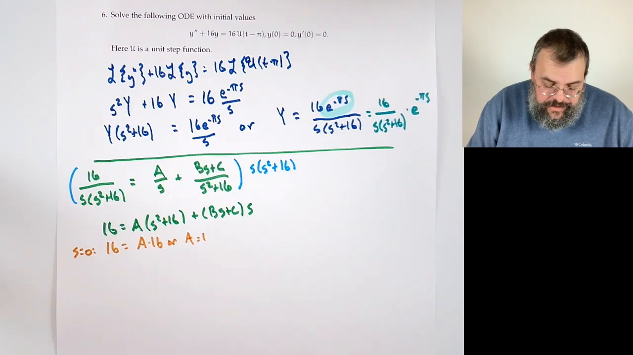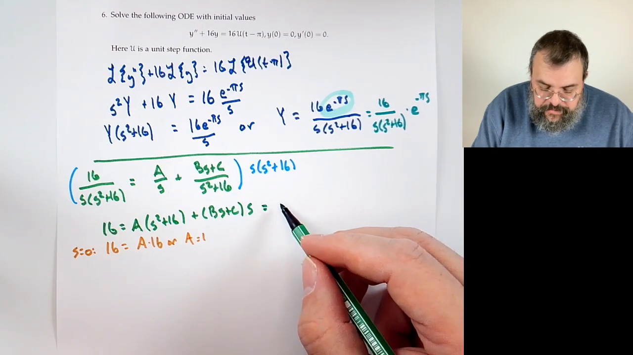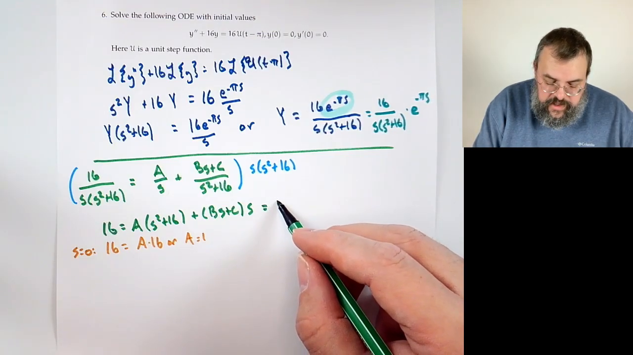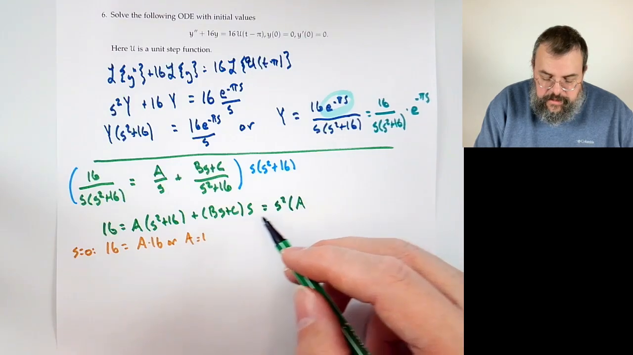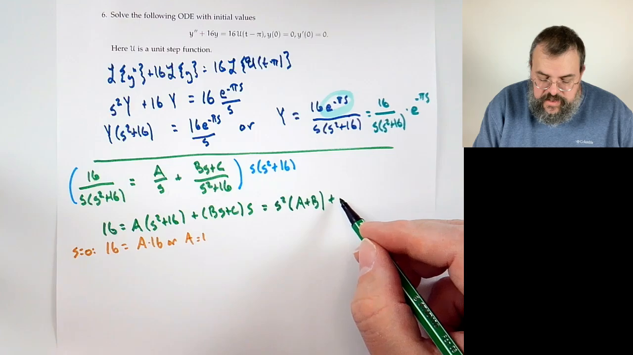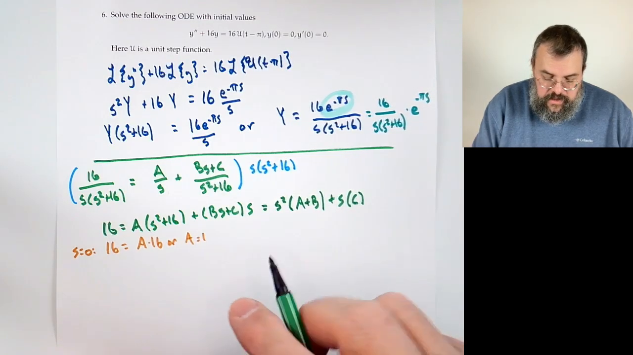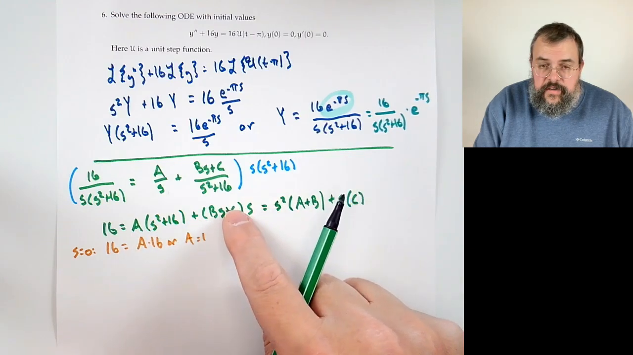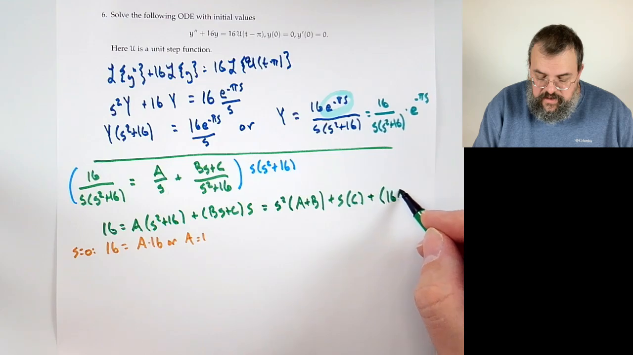Well, what else can we do? The other thing we can do is say, hey, let's just group. So what is attached to s squared? Well, you get an A and you get a B. So A plus B. What's attached to s? Well, only C. There's no s term here. There's a C times s. And then what's attached to your constant? 16A.